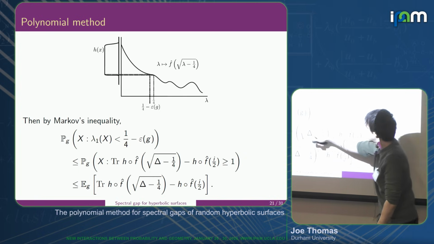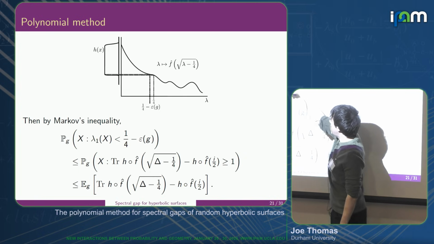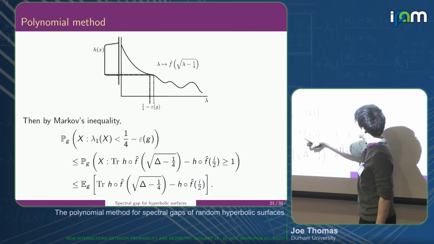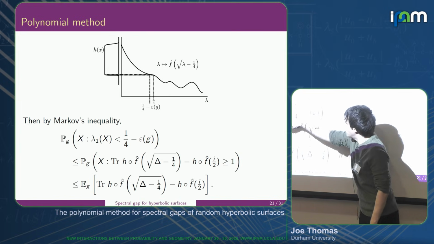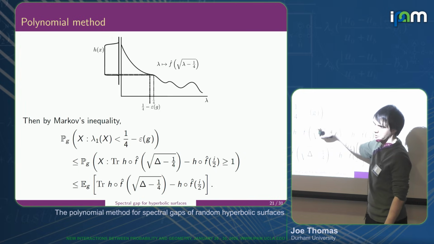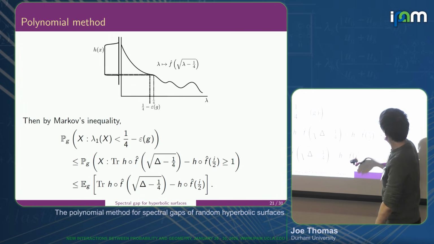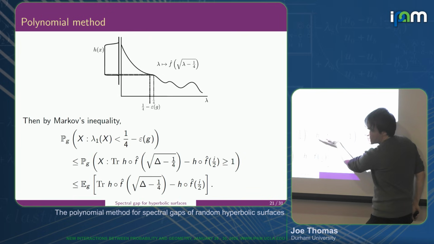Well, what value is this going to take? For the 0 eigenvalue, I'm going to get a 1 here. That's always going to come into this trace. But if lambda 1 is smaller than this thing, I'm also going to get another 1 here. So this thing will be at least 2, right? So I'll take out the trivial eigenvalue contribution.